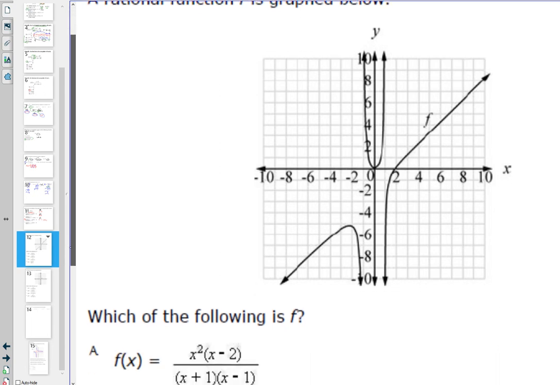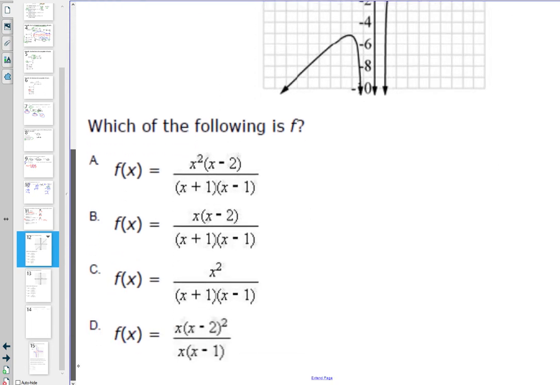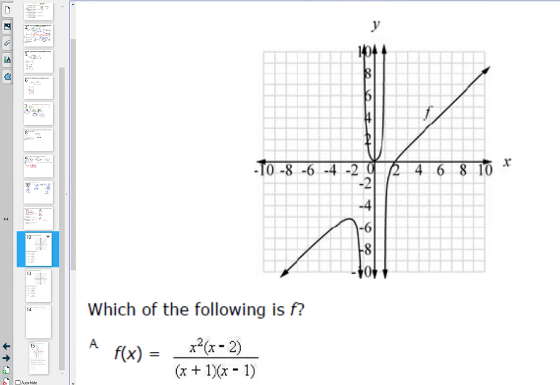A rational function is graphed below. Which of the following is that? Chicken and the egg here: the graph and the function. If they were to give you just one function and ask you to graph, I would find my asymptotes, holes, intercepts, everything I learned about, use my test points, and graph the way we did on that packet I gave you last week. That's almost all we do is graph.